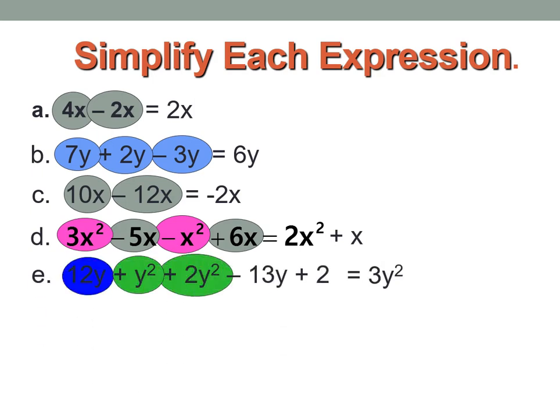All right, let's check out the colors we have. We got 2 y squareds in that family. A 2y squared plus a y squared gets me 3y squared. I got the y family, that gets me a negative y. And then I have a constant family, which I just keep as 2.